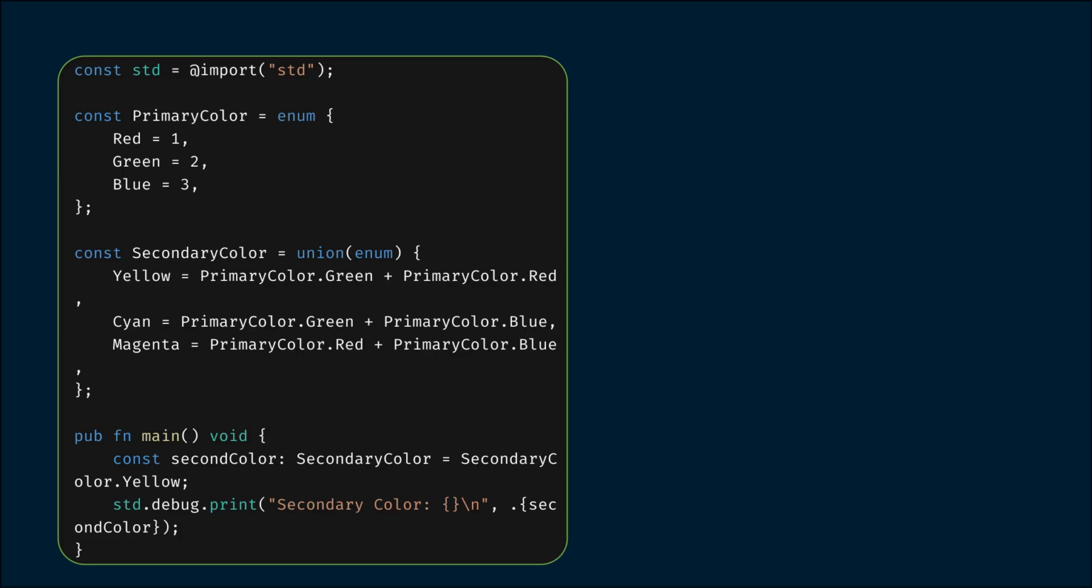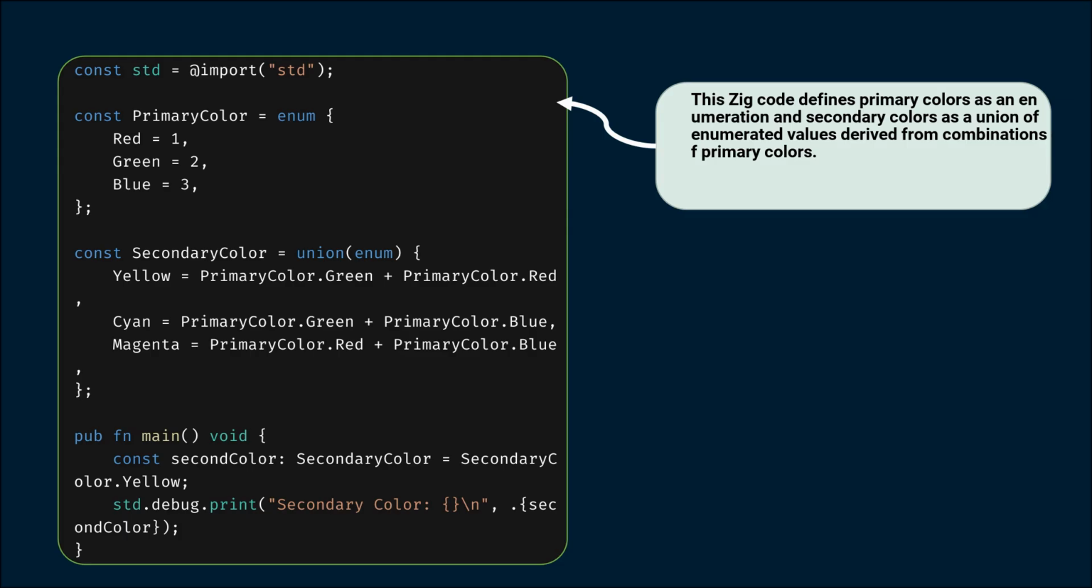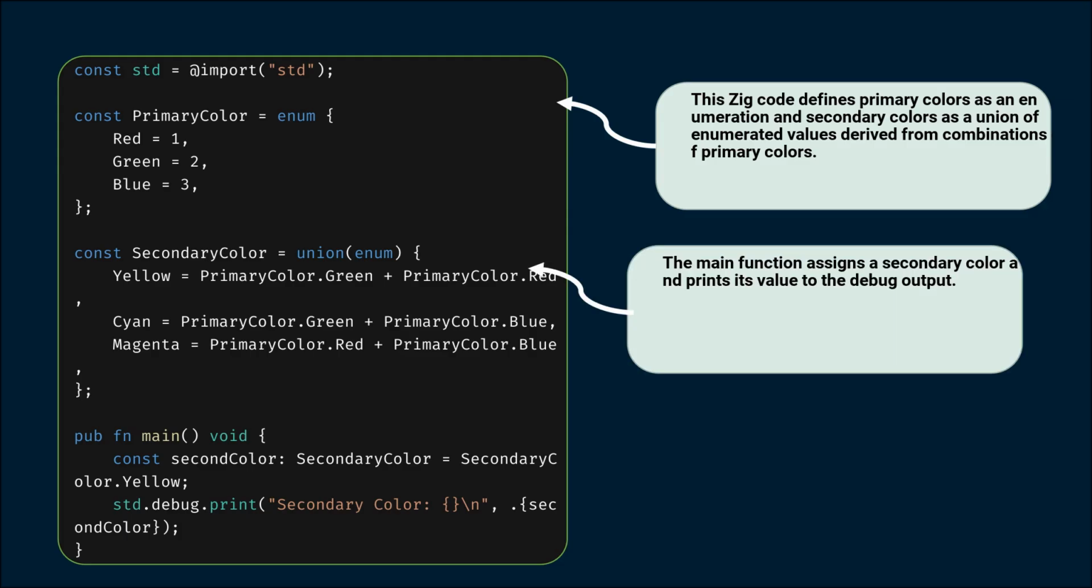Now let's see how we can implement a secondary color enum that builds on our primary colors, ensuring we retain the original definitions. In this example, we first define an enum called primary color with 3 fundamental colors, red, green, and blue, each assigned a unique integer value. This foundational enum allows us to represent the 3 primary colors clearly.